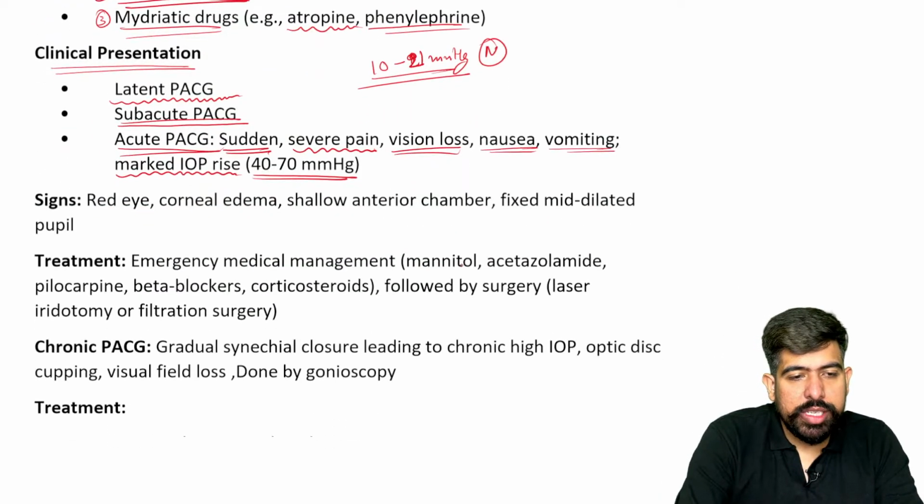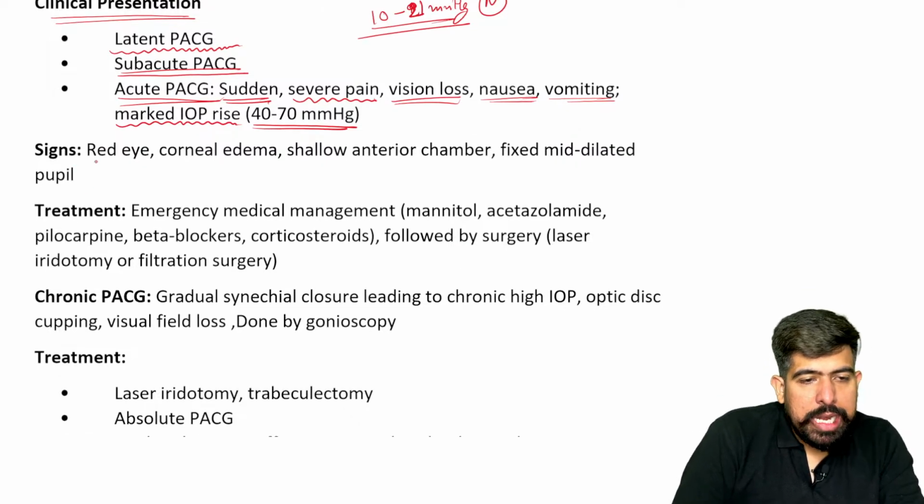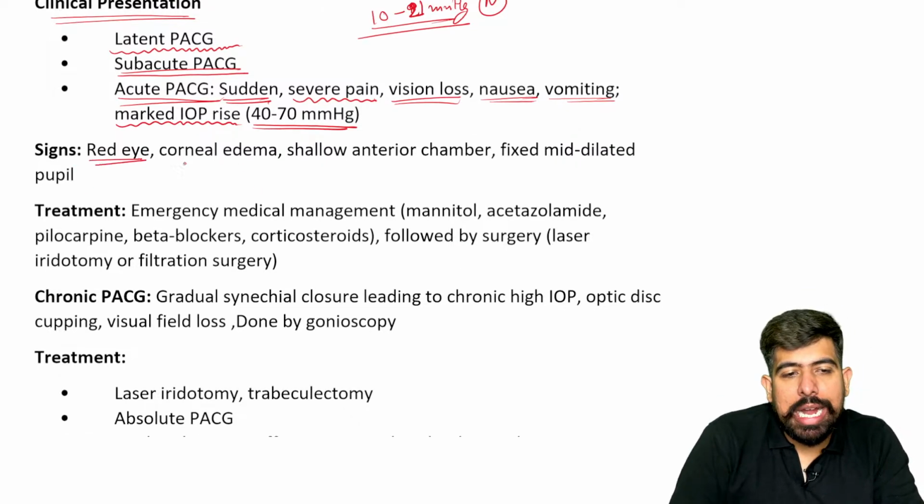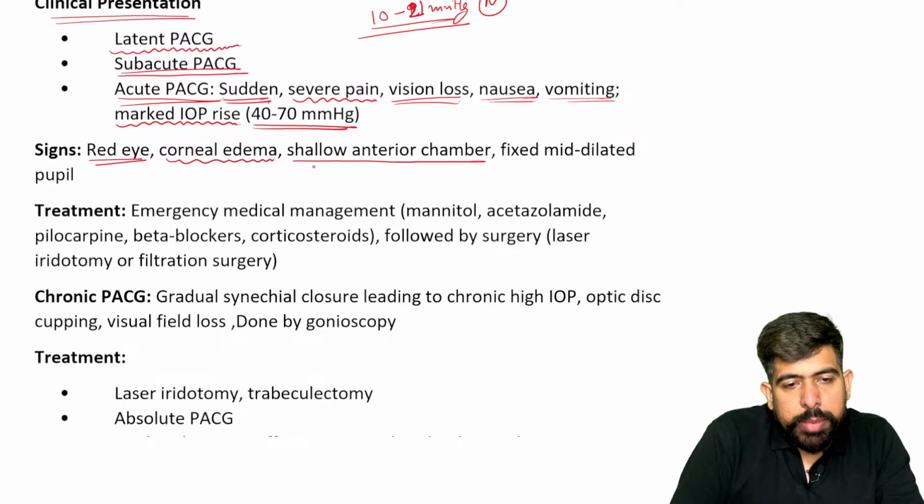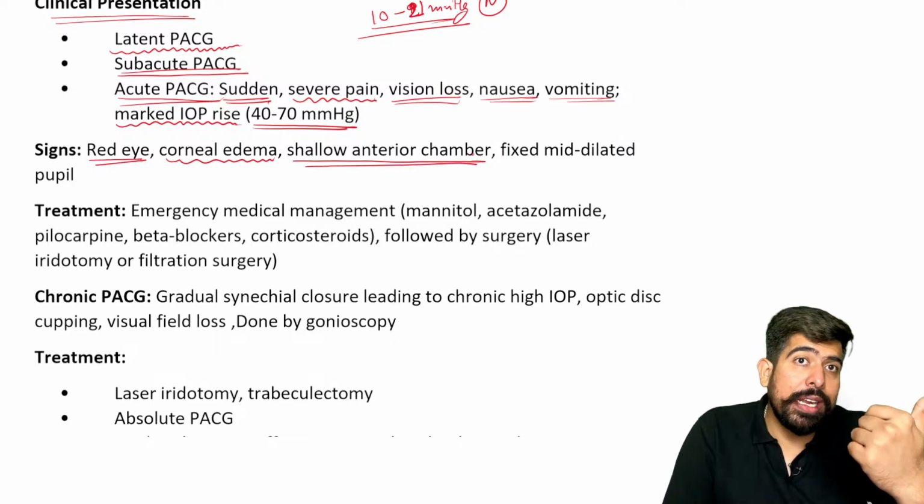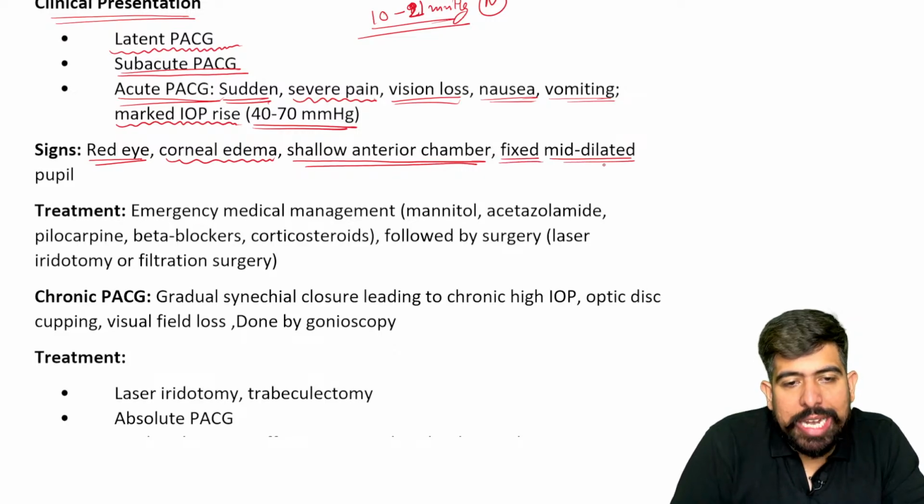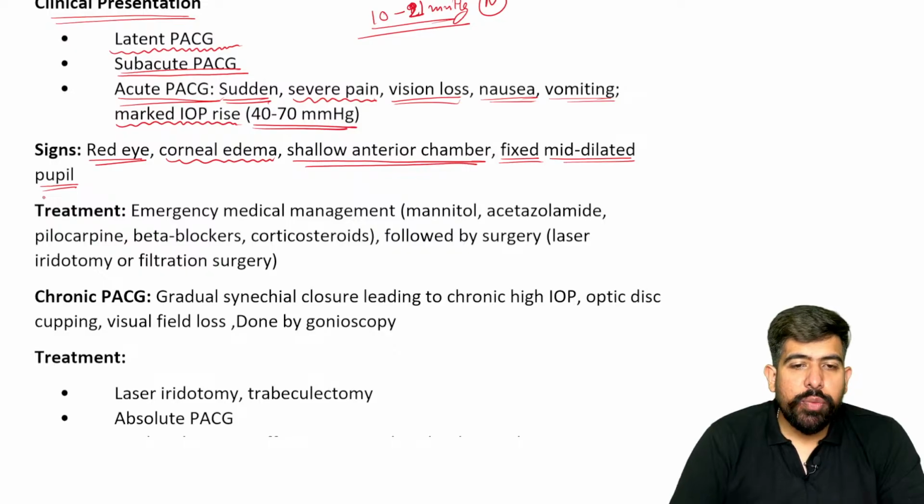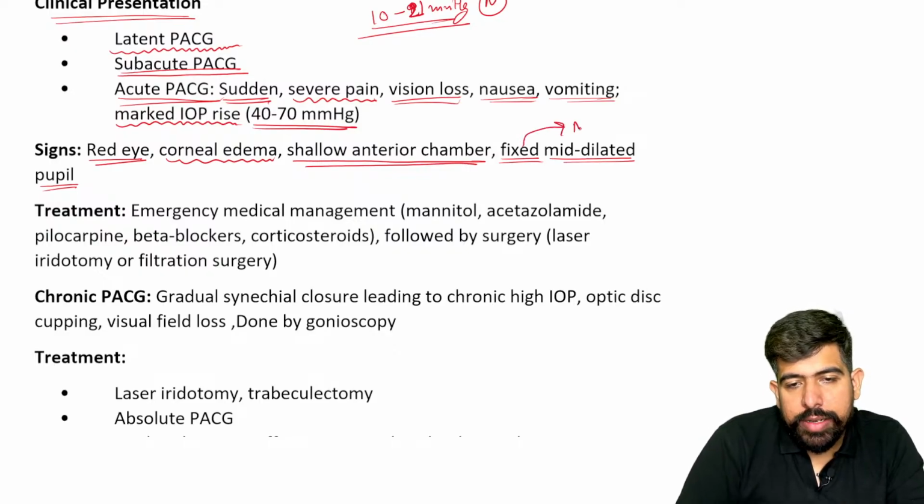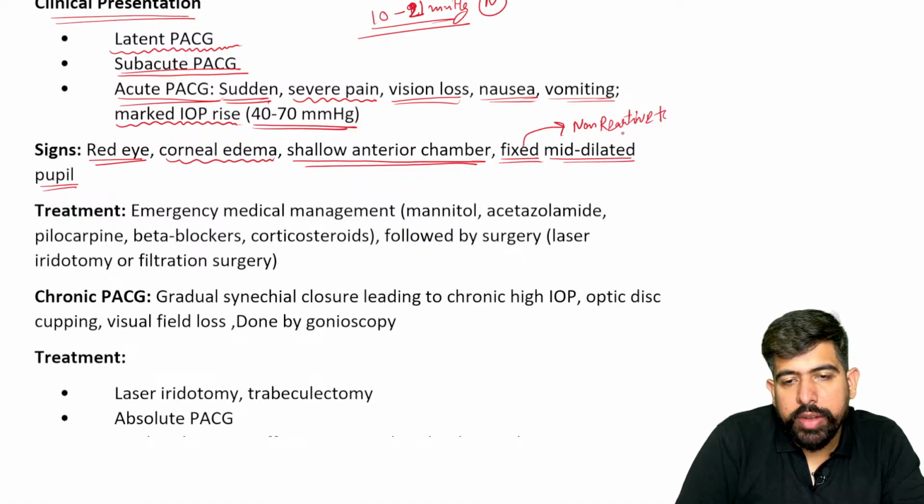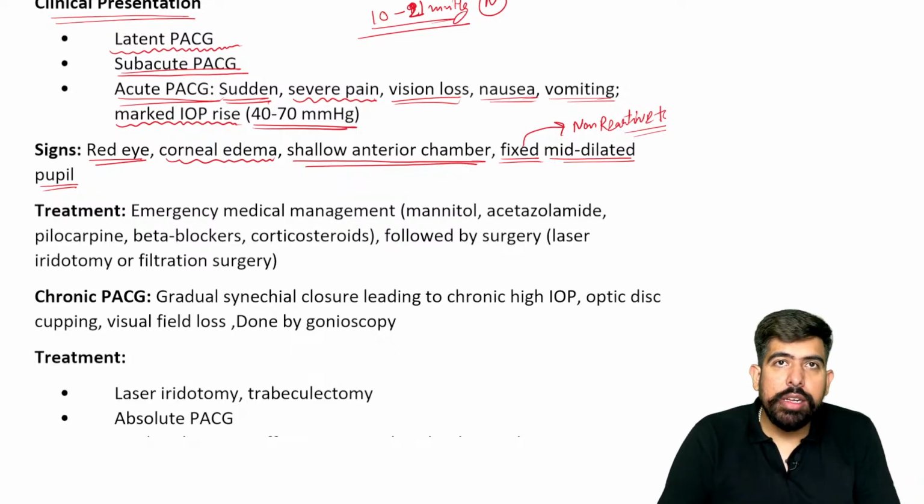what kind of signs will be seen over there? Please remember, in the signs there is a red eye, and corneal edema will be seen. The anterior chamber will be shallow. Please remember, in open angle it was deep. Here it will be shallow. And please remember there is a fixed mid-dilated pupil. Fixed means it is non-reactive to the light. It is not going to react to light.